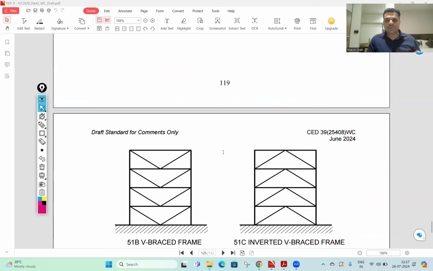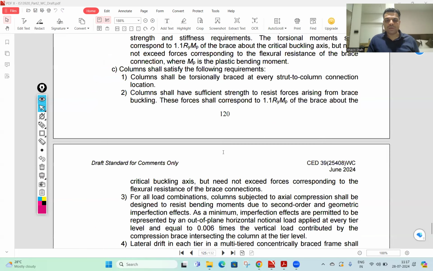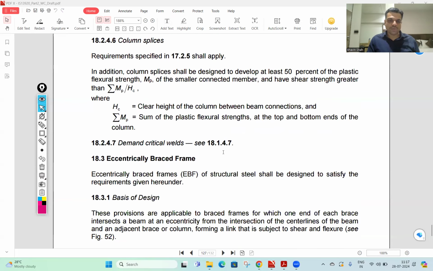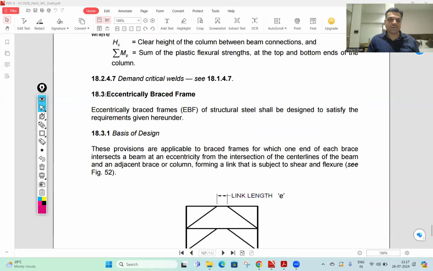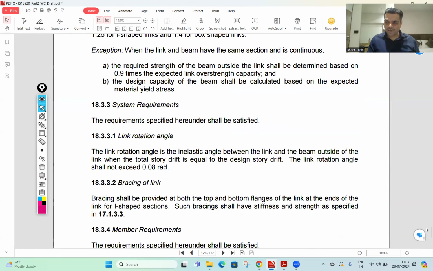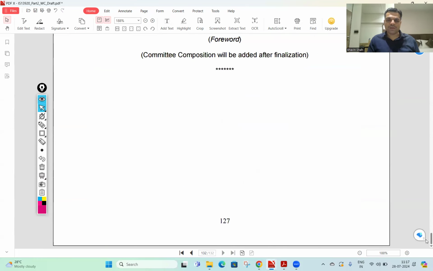And finally, in the last part of the document, we can see that the eccentric braced frame is added. All different frames are added. The detailed provisions are added for each frame, of course. And finally, this is the eccentrically braced frame, right? Okay, so with this, we have quickly finished the discussion about Part 1 and Part 2.